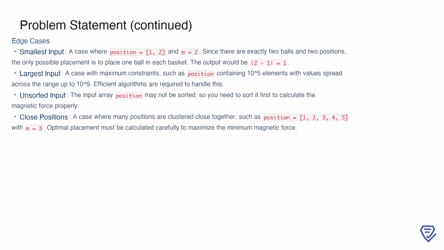Another edge case involves unsorted input. For instance, if position equals [3, 1, 4, 2], and m equals 2, you must first sort the array before calculating the magnetic force. Finally, consider a scenario with closely clustered positions, such as position equals [1, 2, 3, 4, 5], and m equals 3. Here, the optimal placement requires careful calculation to maximize the minimum magnetic force, even when the positions are close together.